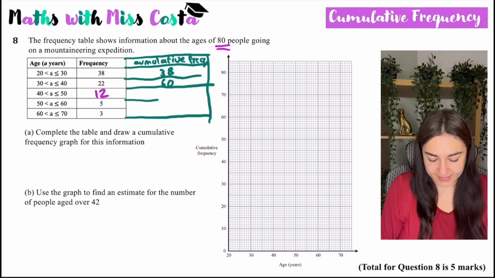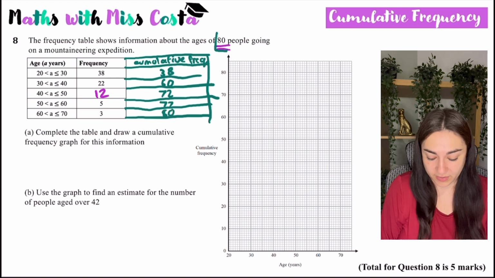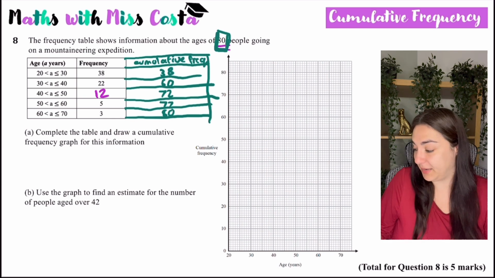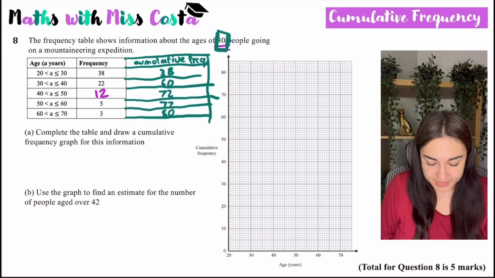So over here is 60, 60 plus 12 is 72, 72 plus 5 is 77, and my final value is 80. The way you know you've done it right is you know the total is 80, so your final value must also be the same as the total. So let's draw the graph.